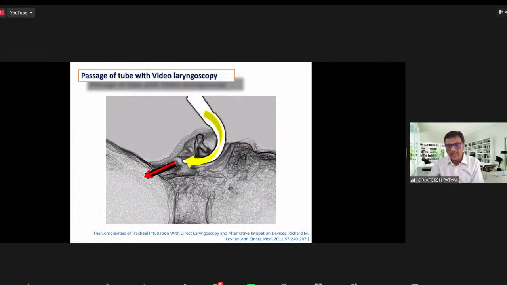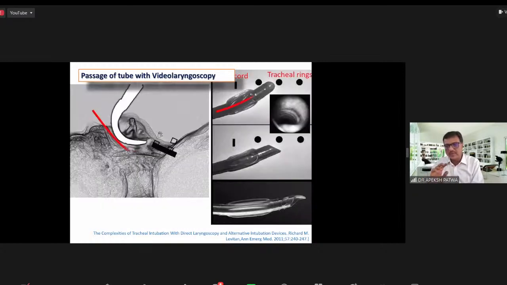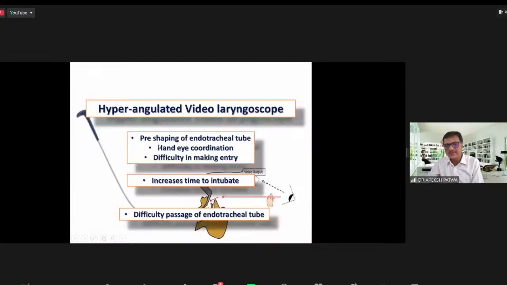So you need to maneuver. You need to keep the stylet there, withdraw the stylet and advance the tube. Then you'll be able to move the tube forward. And if you try to pass the tube directly, it's going to hit the anterior part of the larynx. So the hyperangulated video laryngoscope requires pre-shaping, hand-eye coordination, has difficulty making entry, increases the time to intubation, and makes passage of the endotracheal tube difficult.